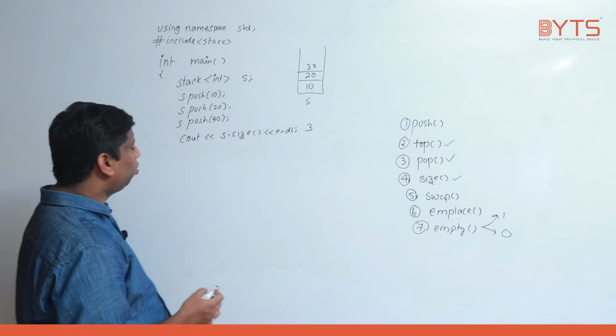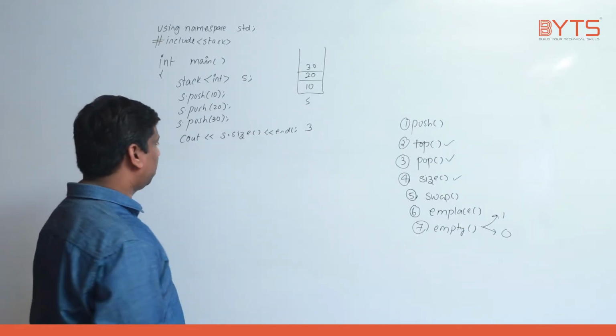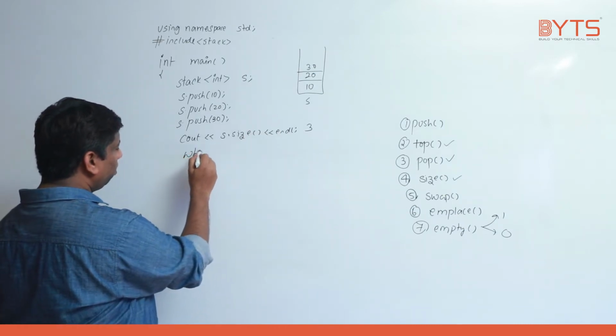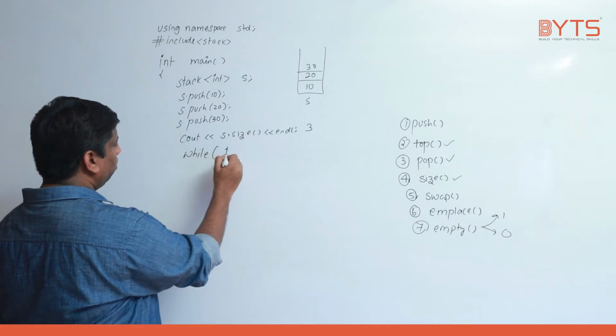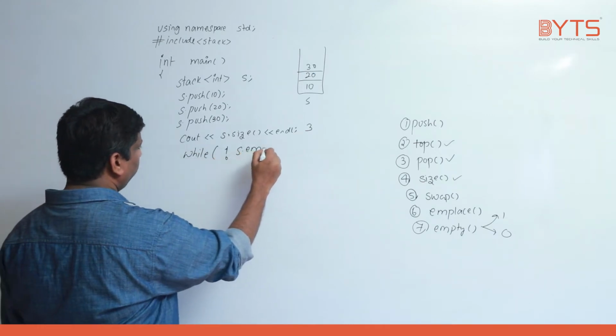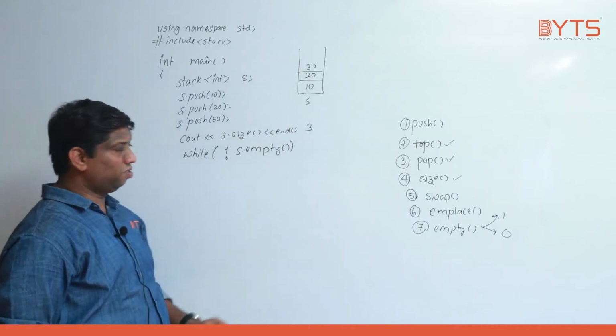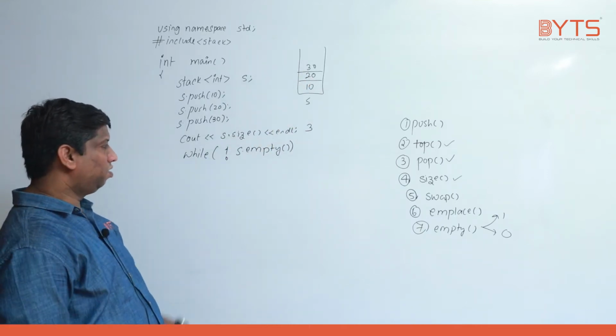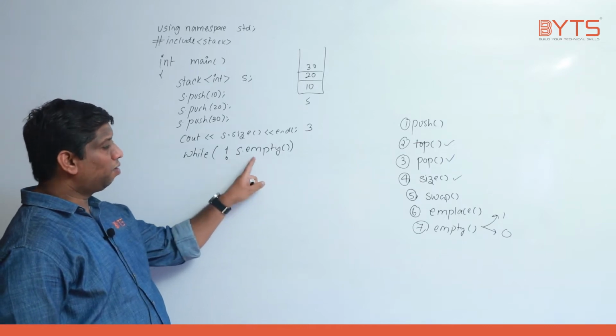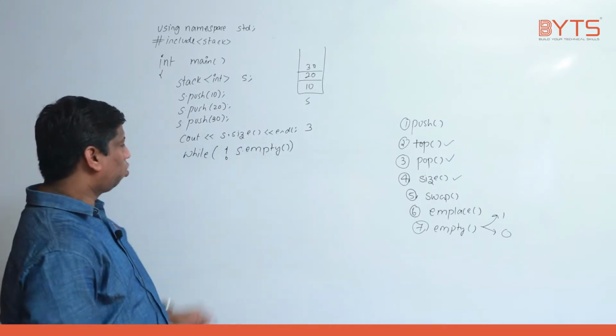Fine. Now I want to print the values present in the stack. How do I do that? While not s dot empty. Now, how many elements are present in the stack? 3 elements. When 3 elements are present, the s dot empty value will be 0. Not 0 is true. Then what will I do?